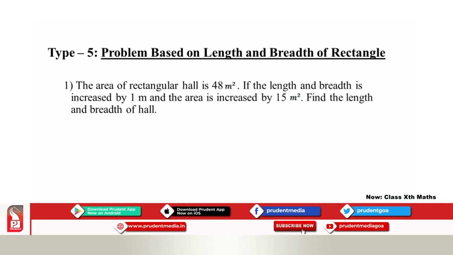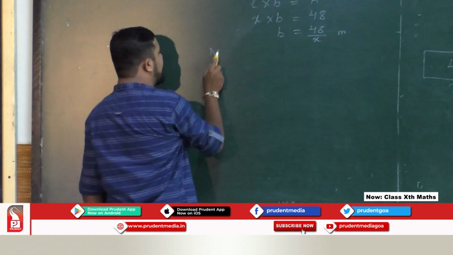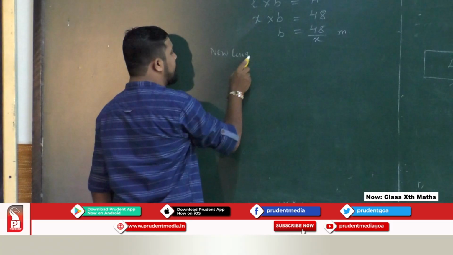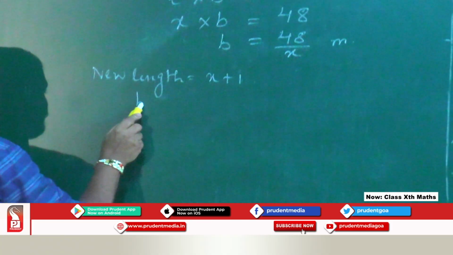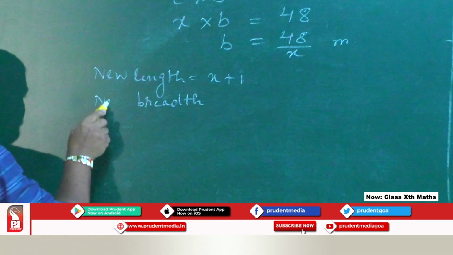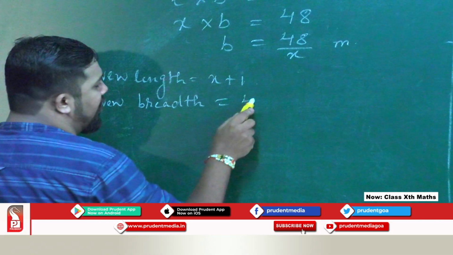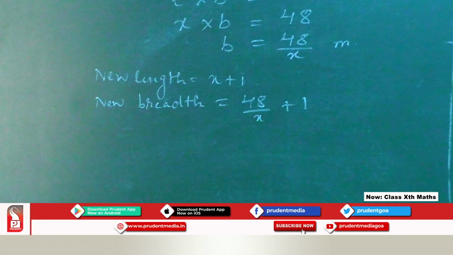The area of the rectangle is 48 meters square. The length and the breadth are increased by 1. So I am increasing now, length also increasing by 1 and breadth is also increasing by 1. So let us say what will be the new length. New length will be x plus 1, new breadth will be 48 by x plus 1, because both are increasing by 1.